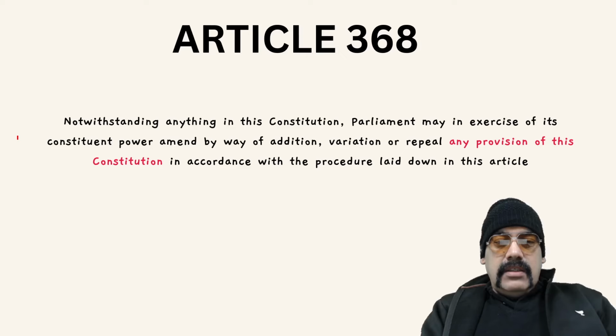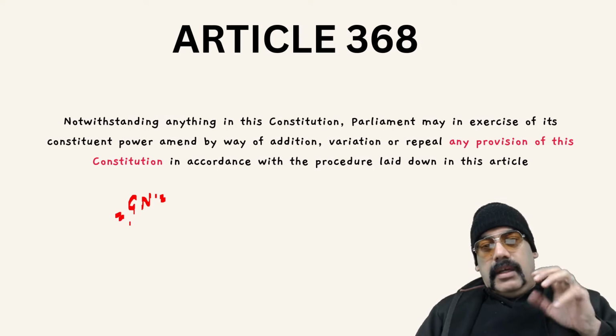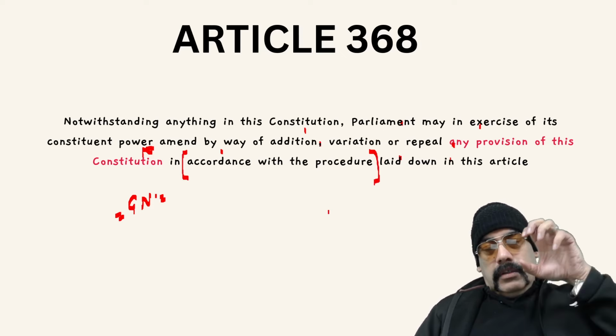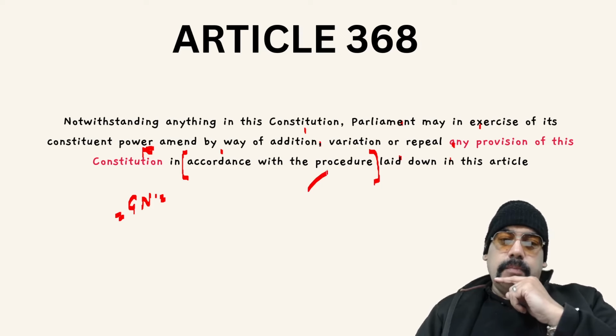The observation comes from Article 368 again. So what does the Golaknath judgment say? The Golaknath judgment reads Article 368 in a very different light. It says, notwithstanding anything in this Constitution, Parliament may, in exercise of its constituent power, amend by way of addition, variation or repeal any provision of this Constitution. This is where I want you to focus. It says, in accordance with the procedure laid down in this article. The spotlight falls on the word procedure.